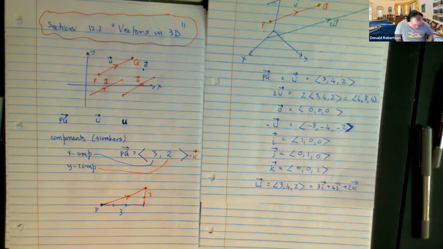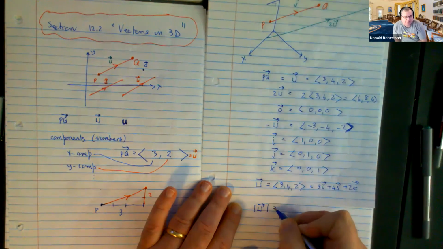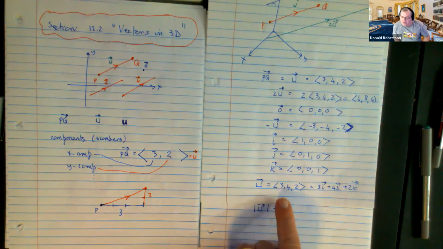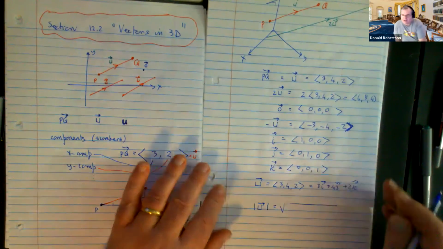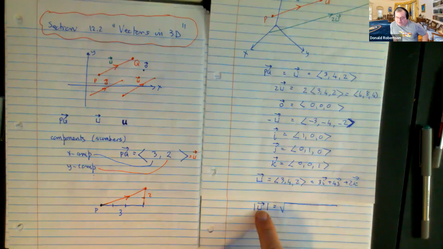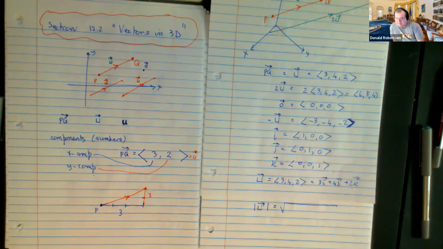Great. Now, the magnitude, the length of this vector. Well, when it was the 2D world, didn't you basically take the components, square them, and add them, Pythagoras? What would you like the answer to the magnitude of this vector 3, 4, 2 to be? What would you like the formula to look like, if the world was fair and everything was spinning on its axis the right way?